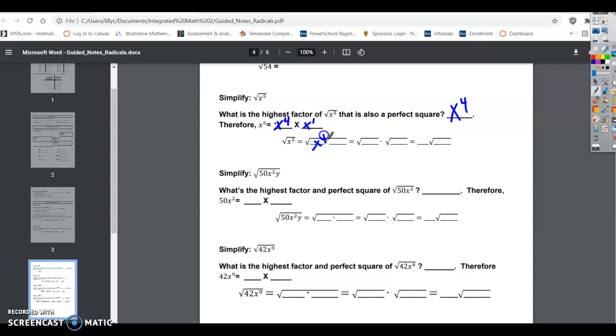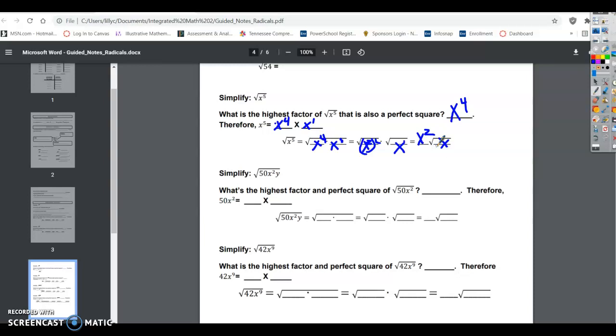Don't really have a lot of room to write under these radical signs here, but I'm trying. And then x to the 4th is x squared squared. And so x squared comes out, times x to the 1st underneath the radical sign.